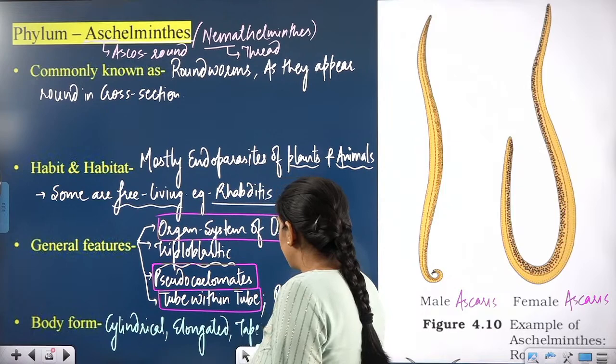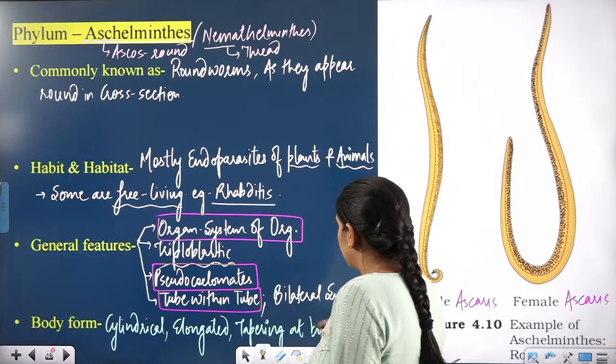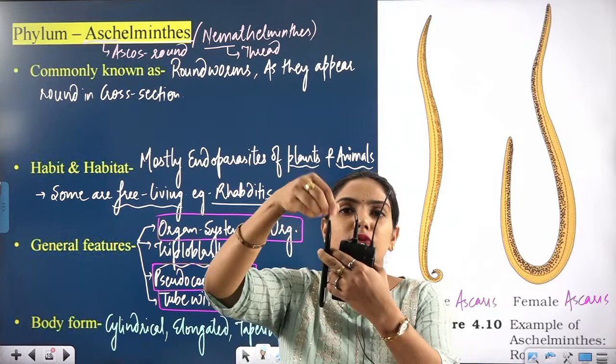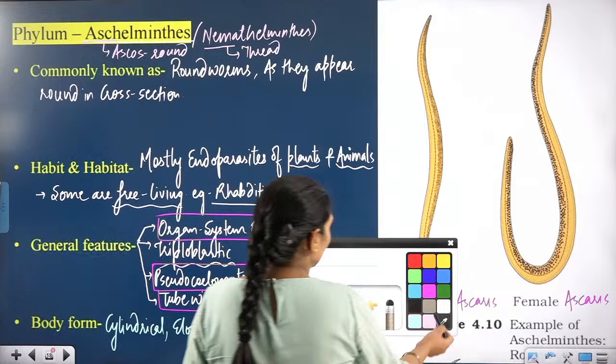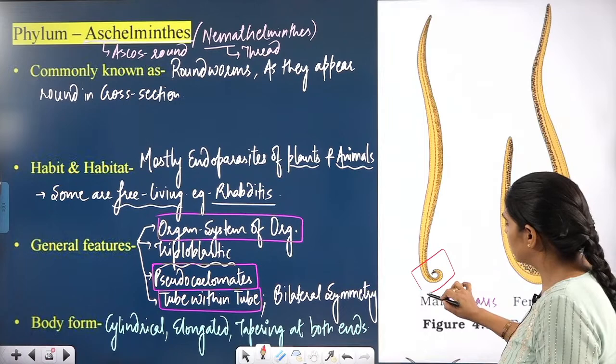Tapering means the ends are pointed. For example, this pen, one end of this is pointed. Both the ends, when they are pointed, then tapering at both ends. So you can see here. What difference you are able to see in these two figures, beta? If you are able to see this part, this is the posterior part, this is the anterior part, right?